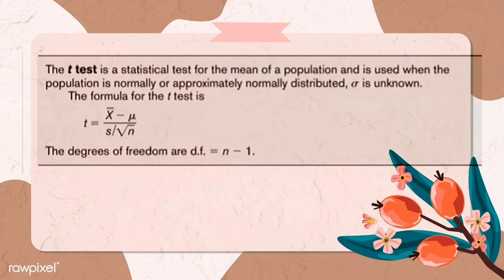The formula for the t-test is t is equal to the sample mean minus the hypothesized population mean over the sample standard deviation divided by the square root of the sample size. The degrees of freedom are df equals n minus 1. The formula for the t-test is similar to the formula for the z-test. But since the population standard deviation is unknown, the sample standard deviation is used instead.